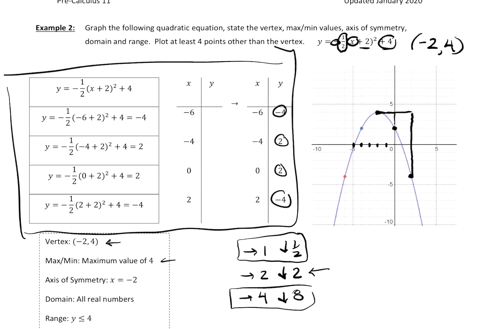You got your vertex, now this time it's a maximum because it opens down. We got our axis of symmetry, domain, range.